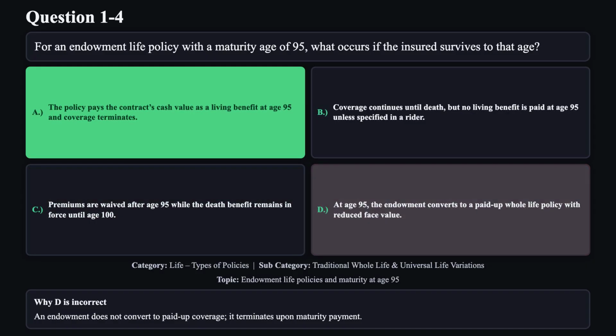Reason D is not correct. An endowment does not convert to paid-up coverage. It terminates upon maturity payment.